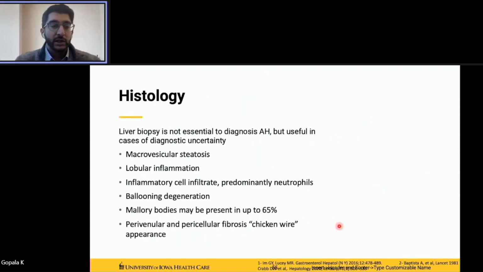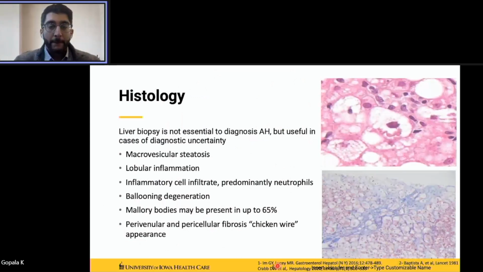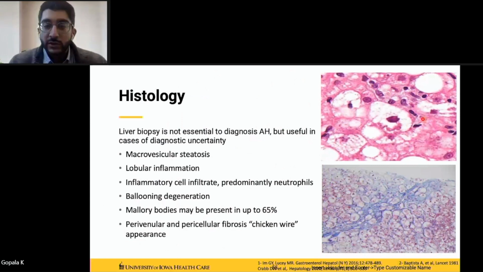In the histology, it's pretty straightforward. It's very difficult to delineate between NAFL or NASH versus alcohol, but they both have ballooning degeneration, but Mallory-Denk bodies are seen in alcohol as well as this chicken wire. So that can help sometimes. So this would be a Mallory-Denk body right there.